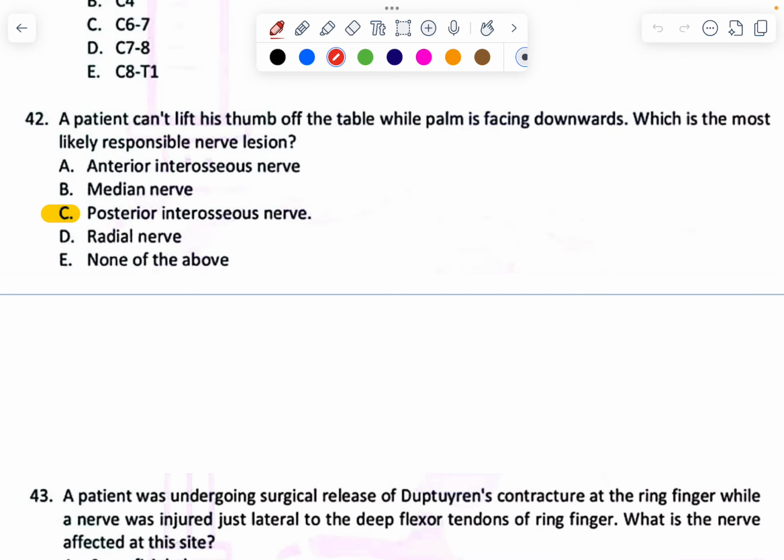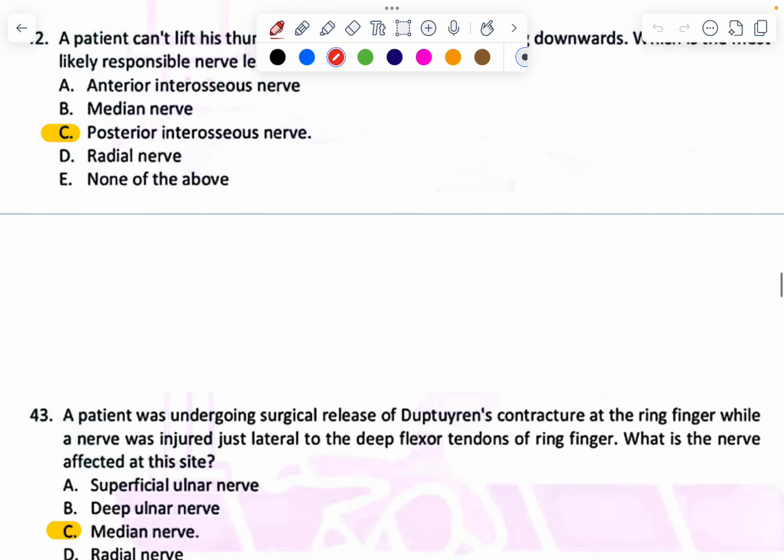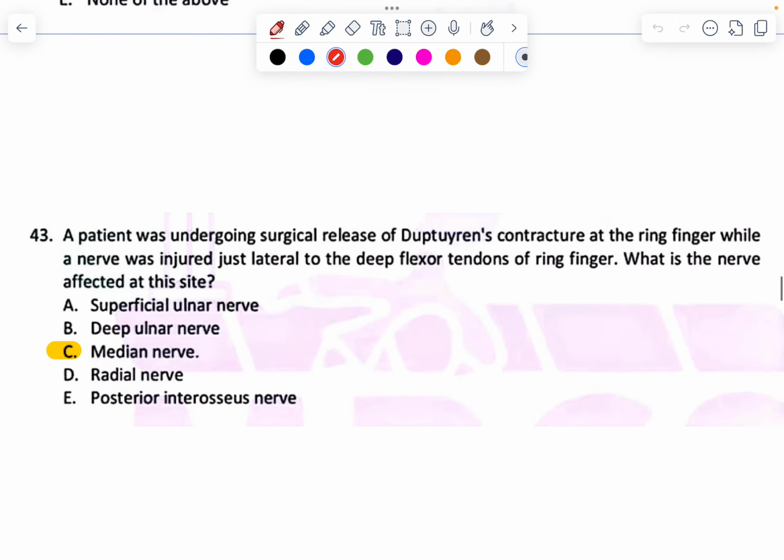Patient was undergoing surgical release of Dupuytren's contracture at the ring finger. Which nerve is injured just lateral to the deep flexor tendons of the ring finger? Which nerve is affected? This is lateral, so the median nerve has to be there, and that too its branch.